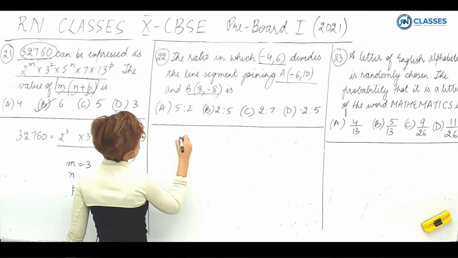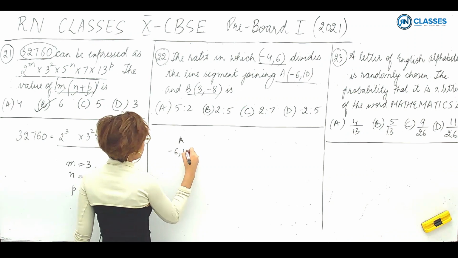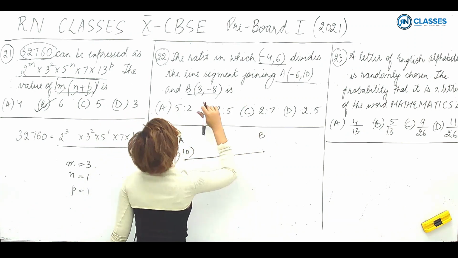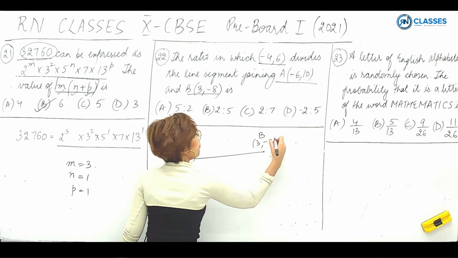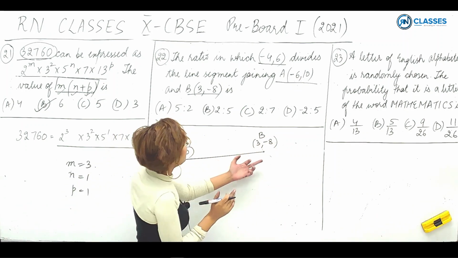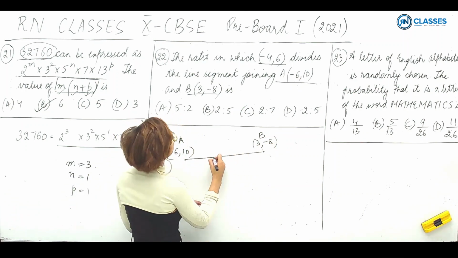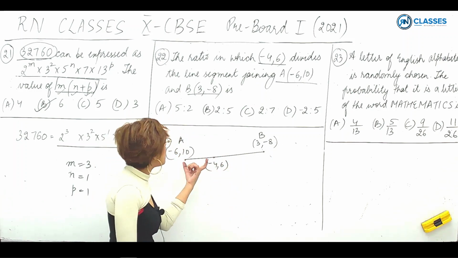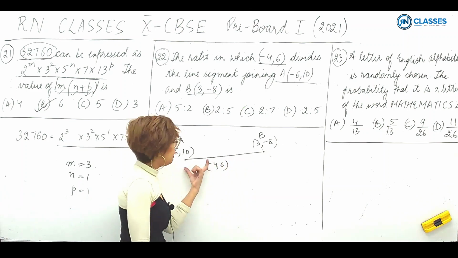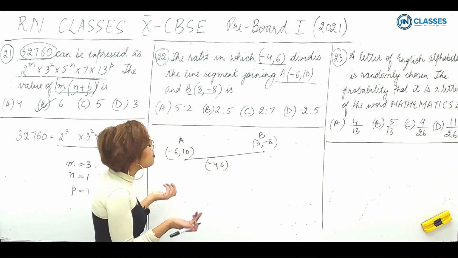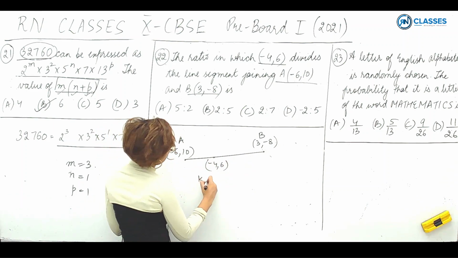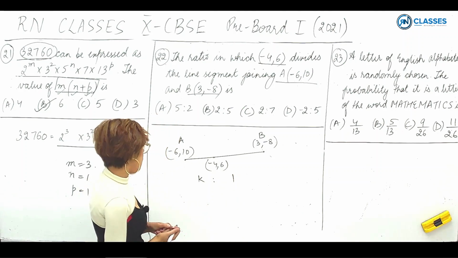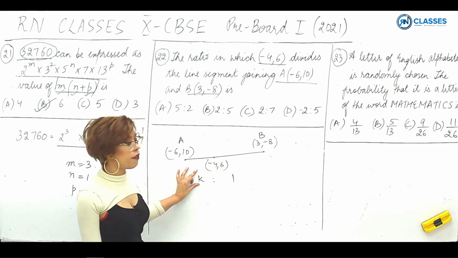So I have A, which is -6, 10. Then I have B, which is 3, -8. And there is some point on this line segment, which is -4, 6. I need to find the ratio, as in this ratio, this by this. So let me suppose my ratio to be k is to 1. Let's find that. K is to 1. I am interested in the value of k.